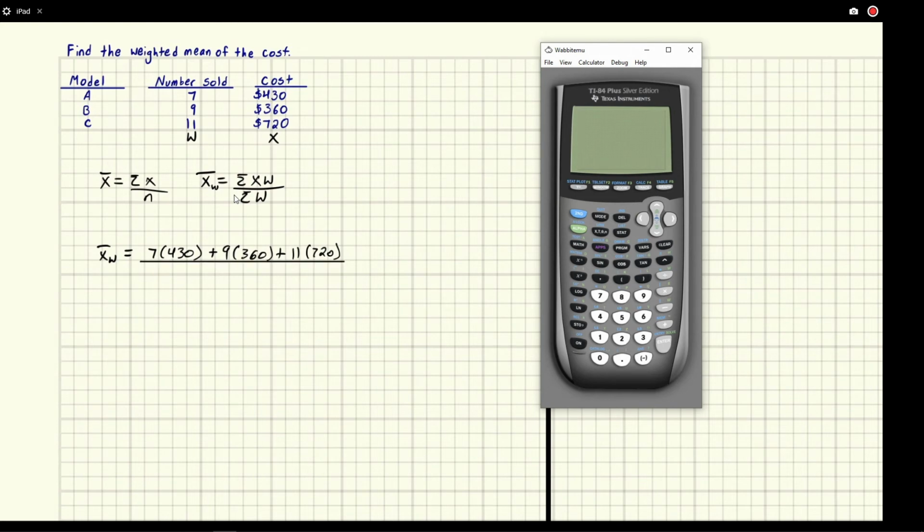Now on the bottom, we have the weights. So the weights are the numbers sold. So we're going to divide by 7 plus 9 plus 11, right, the sum of the weights. Now here we're going to get a number.